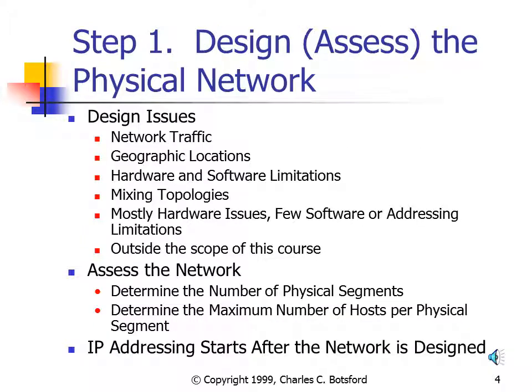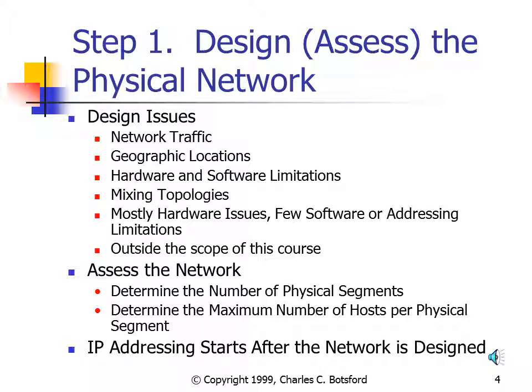Now, that's our network address, and it's our job as administrators then to set up the IP addressing for our network. The first step of custom subnetting is always to design or assess the physical network. Now, there are many design issues as far as the network traffic, the geographic locations, the hardware and software limitations that may come into play, and really designing a network is outside the scope of this course.